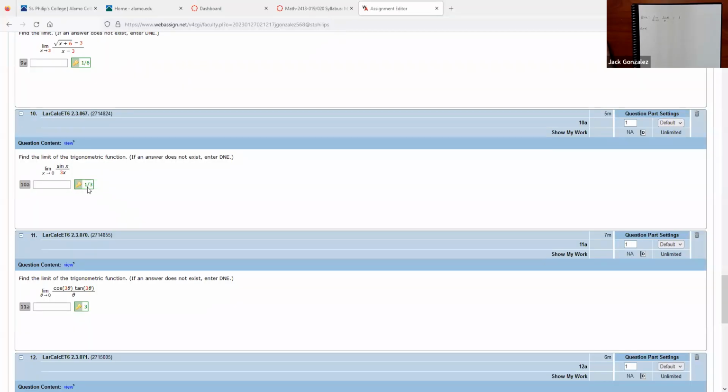Example 4. So notice right here, it's almost that formula. So you've got to force it to look like the formula and then apply the limit. There's a couple ways to think about this. Find the limit. So you may have to use some of your pre-cal, depending on how complex the question is.